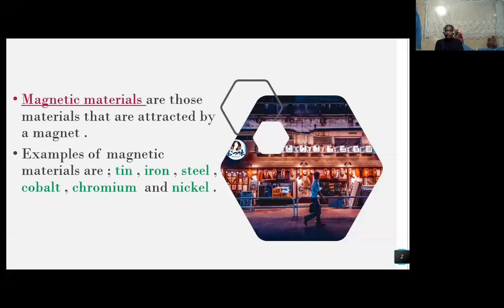Pupils, magnetic materials are those materials that are attracted by a magnet. Examples of magnetic materials are tin, iron, steel, cobalt, chromium, and nickel.